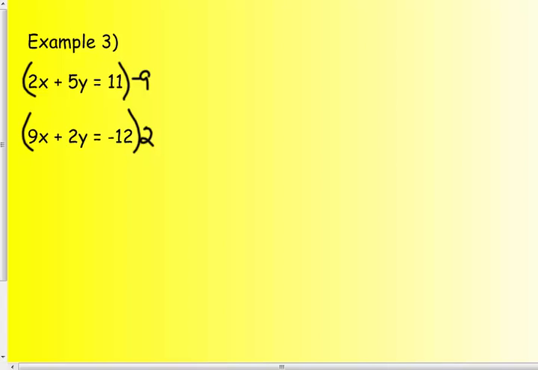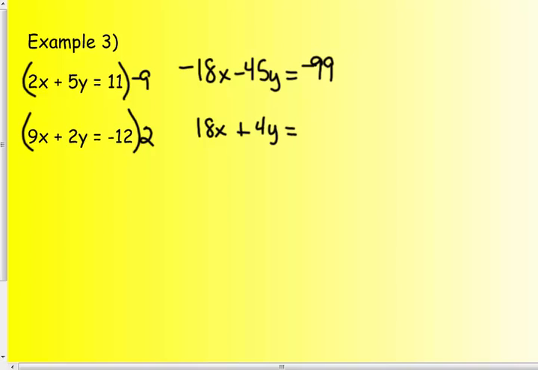So I'll have a -18x and a positive 18x. I'm going to get my x's to cancel. So -18x, and continuing with that equation, -9 times positive 5y would be -45y equals -99. And 18x plus 4y equals -24. Ooh, lots of negatives.